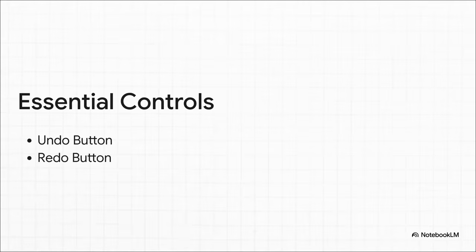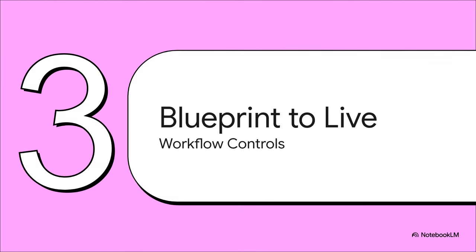And hey, don't sleep on these 2 little lifesavers right here. Undo and redo. They are your best friends. They give you the freedom to experiment and try things without ever worrying that you're going to mess up your entire workflow. Okay, let's shift our eyes to the top right of the screen. If the canvas is your workshop for building the blueprint, then these controls, well, they're your assembly line. This is how you take that blueprint and turn it into a fully functional live product.